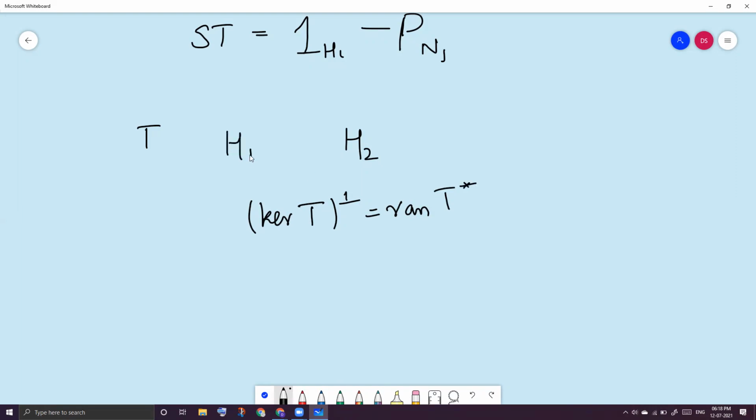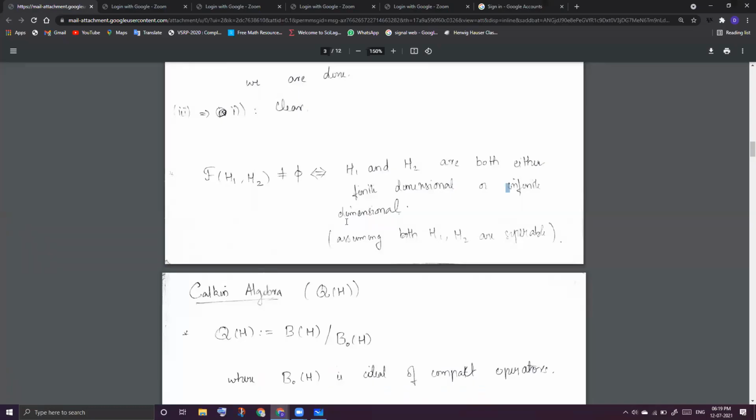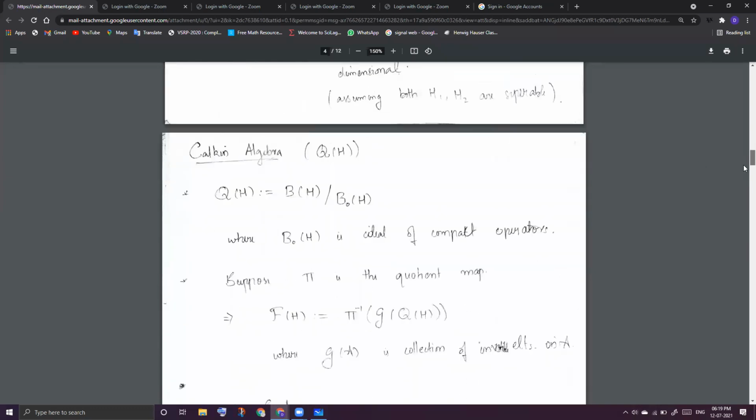So if H1 was infinite dimensional and H2 was finite dimensional, then we will have that kernel of T is an infinite dimensional subspace of H1, contradicting that T was Fredholm, because we needed kernel of T to be finite dimensional. And in a similar way, if H1 was finite dimensional and H2 was infinite dimensional, we will have that kernel of T star will be infinite dimensional. Again, contradicting Fredholmness of T. So this remark is true.